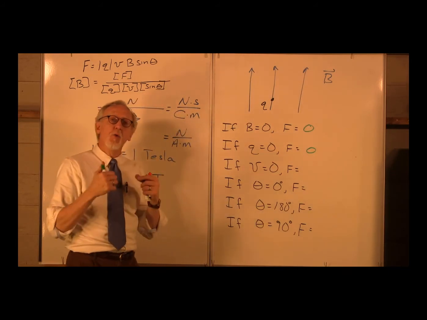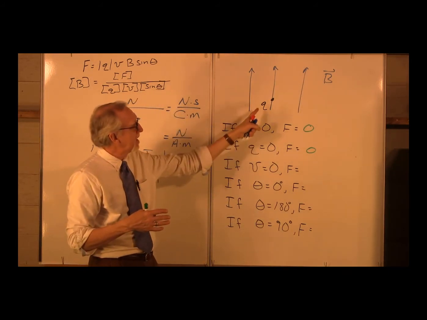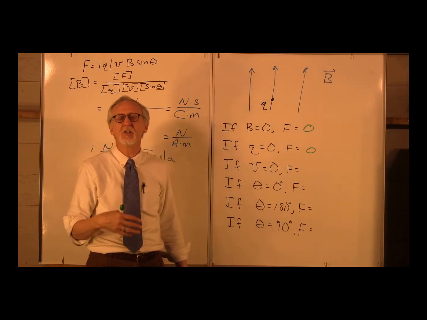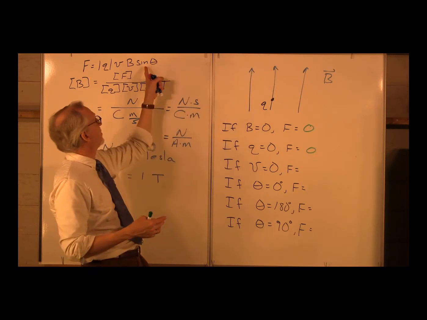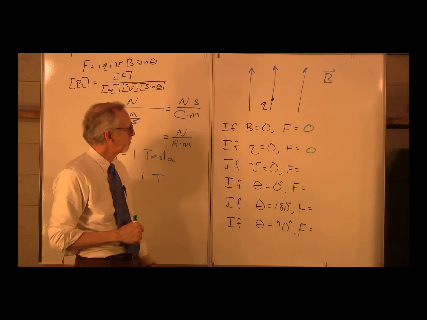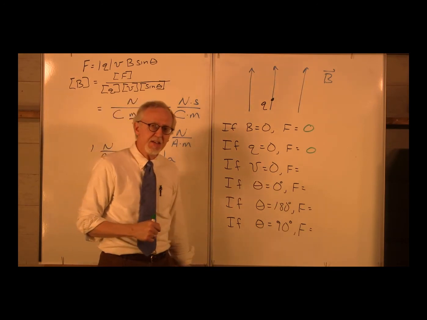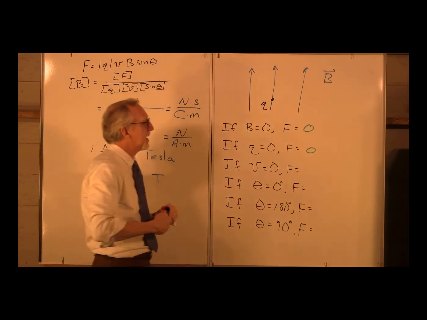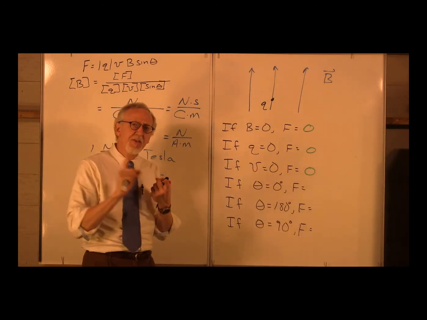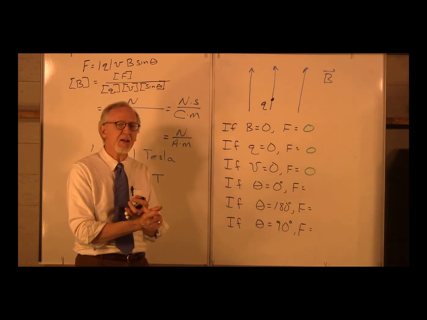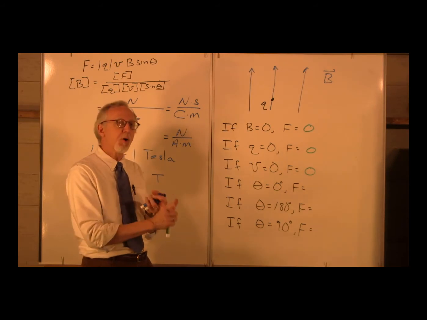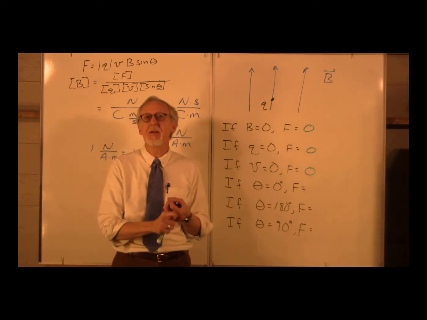That means that we will not have a magnetic force on neutral charges. We have to have a charged particle or a charged object in order for this force to give us a non-zero value. What about if V is 0? If V is 0, again, we get 0 force. What does that mean? That means even if we have a charged particle in a magnetic field, if it's not moving, we have no force. The force is only exerted on a moving charge.